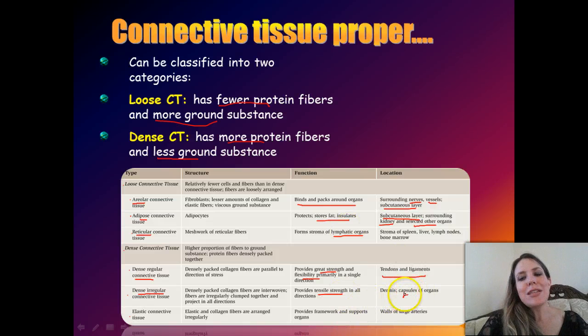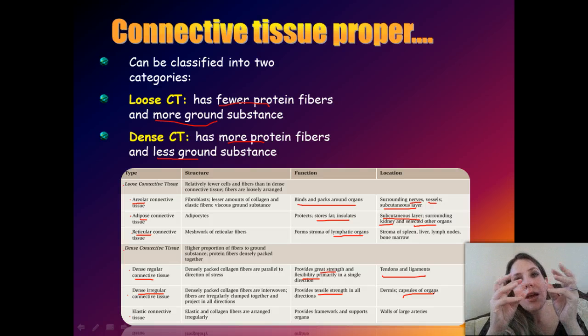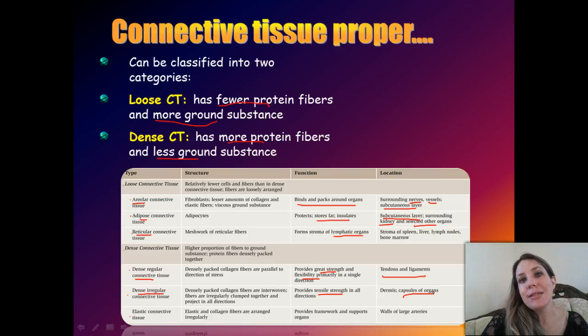You also see dense irregular connective tissue around the capsules of organs. So, for example, if you took a kidney out, there's this nice sort of tough capsule around it, and that would be dense irregular connective tissue.